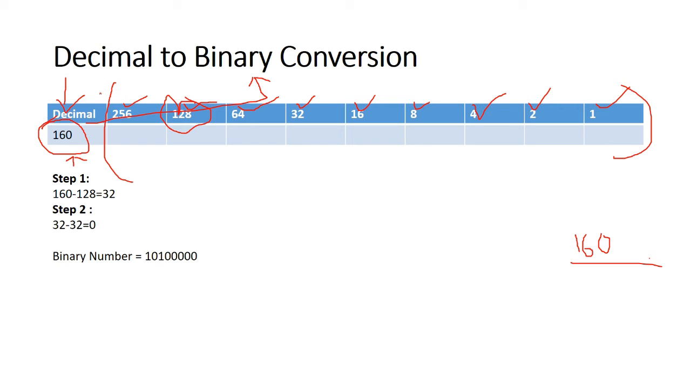So let's say here 256 is also somewhat nearer. It's also somewhat near to 160, but we are not selecting that one. Why is that? Because 256 is greater than 160. So in this scenario, we cannot take this 256. So we have to take 128.